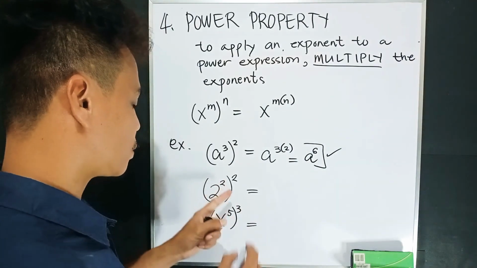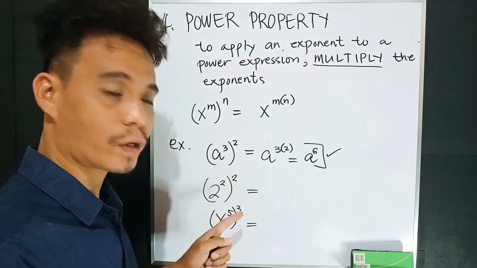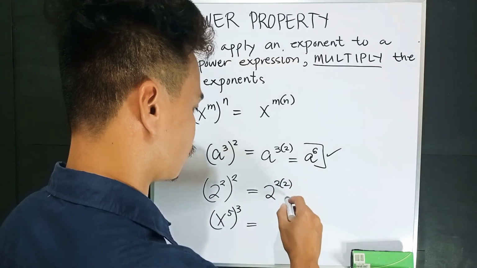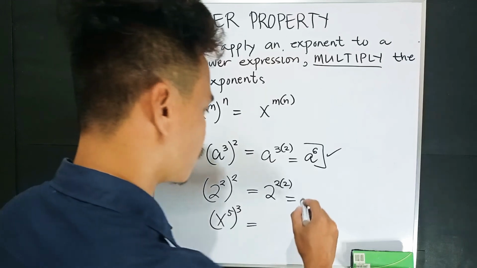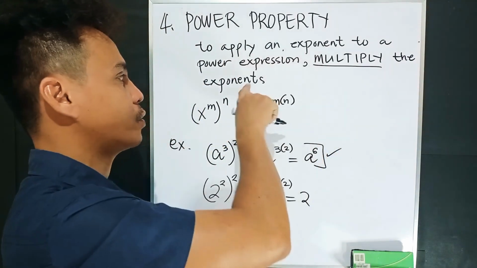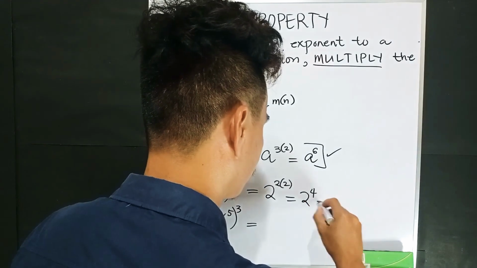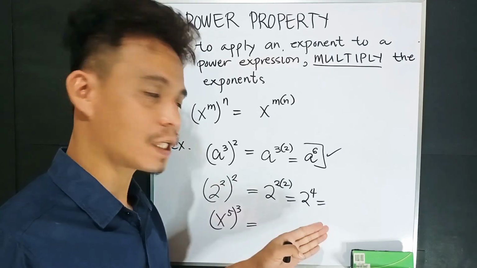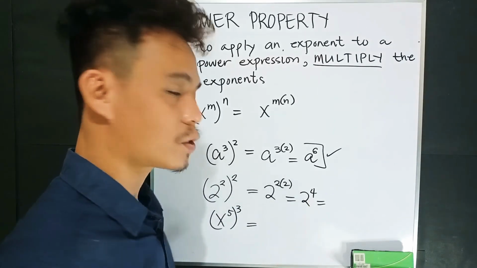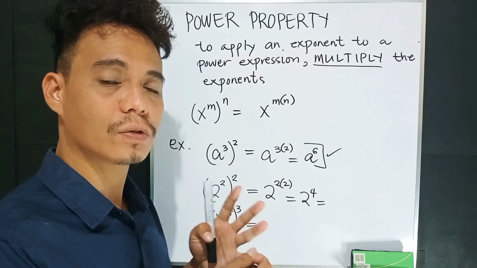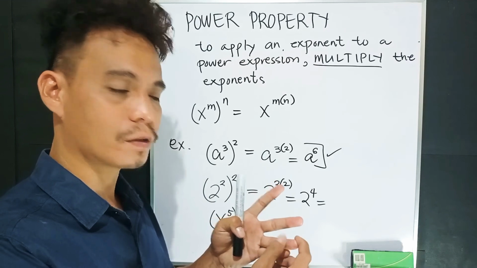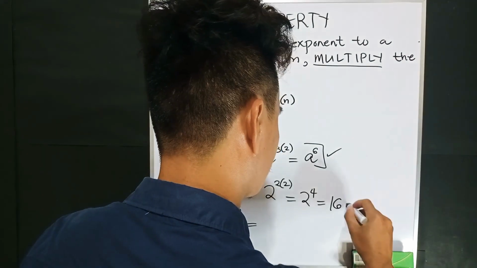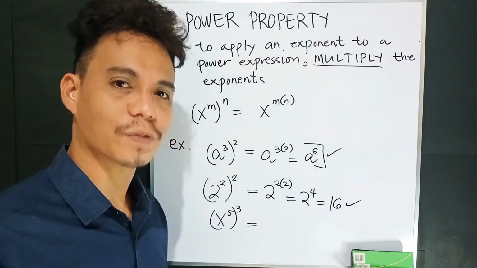Another example. So 2 raised to 2 and being squared again. So this will become 2 raised to 2 times 2. Okay, so just keep the base 2 and multiply your exponent. 2 times 2 is 4. Okay? So therefore, we can simplify now our answer. So masisimplify na natin yung sagot. So 2 raised to 4 is like multiplying 2 apat na beses. So 2 times 2 is 4, 4 times 2 is 8, 8 times 2 is 16. So our answer here is 16. Okay, I hope na nasundan.